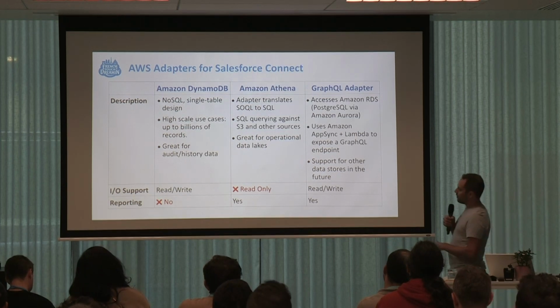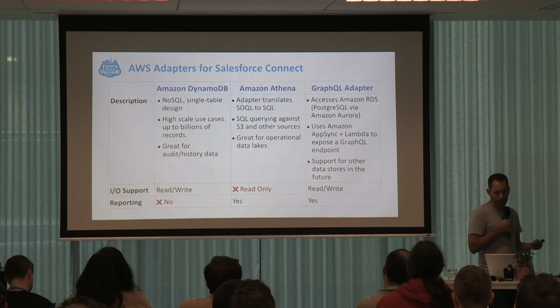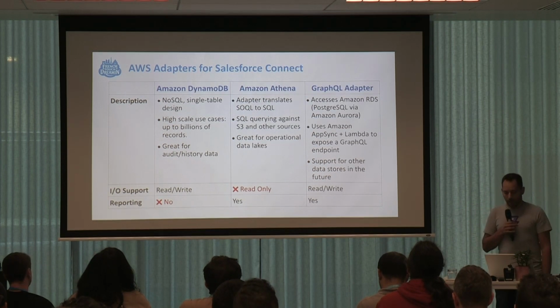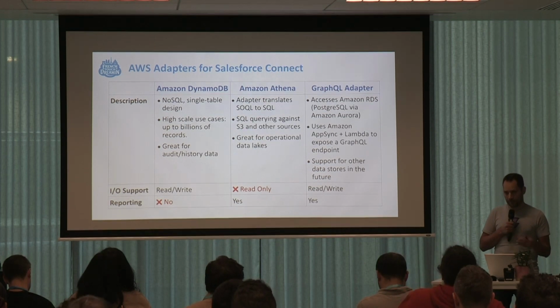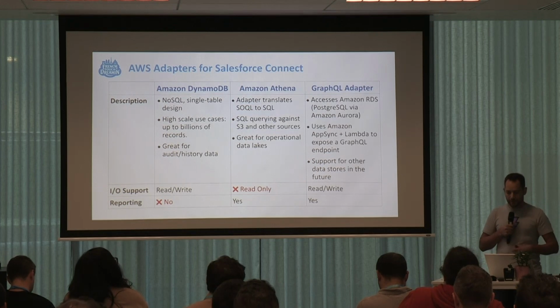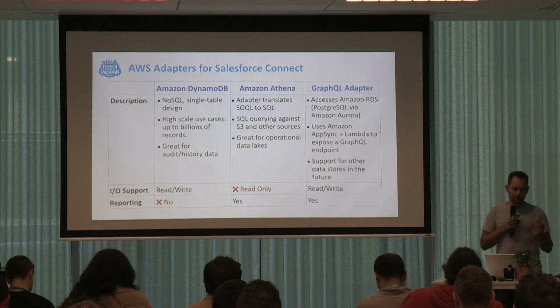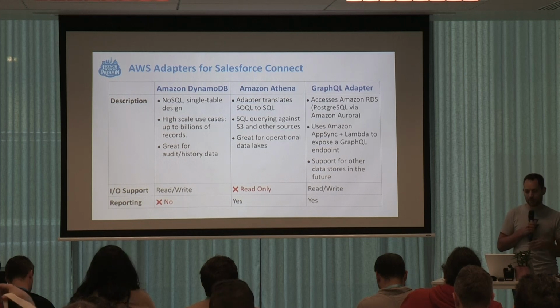Finally, the last option, and I think that's probably the most flexible, but it also requires a bit more setup. That's our GraphQL adapter. So how does this work? For the GraphQL adapter, we expose a service on the AWS side that exposes a GraphQL endpoint. We use something called AppSync. That's one of the services of AWS, and a Lambda, which will help us expose this endpoint.